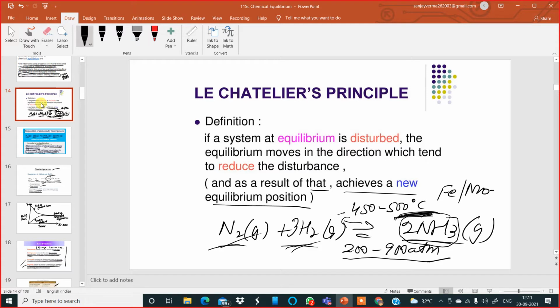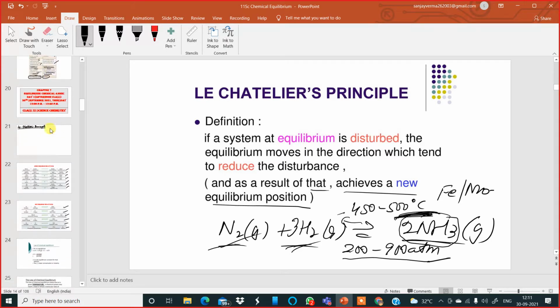On the basis of Le Chatelier's principle, the Haber's process has been explained. On the basis of Le Chatelier's principle, the contact process has been explained. On the basis of Le Chatelier's principle, the dissociation of dinitrogen tetroxide has been explained. So that is Le Chatelier's principle.